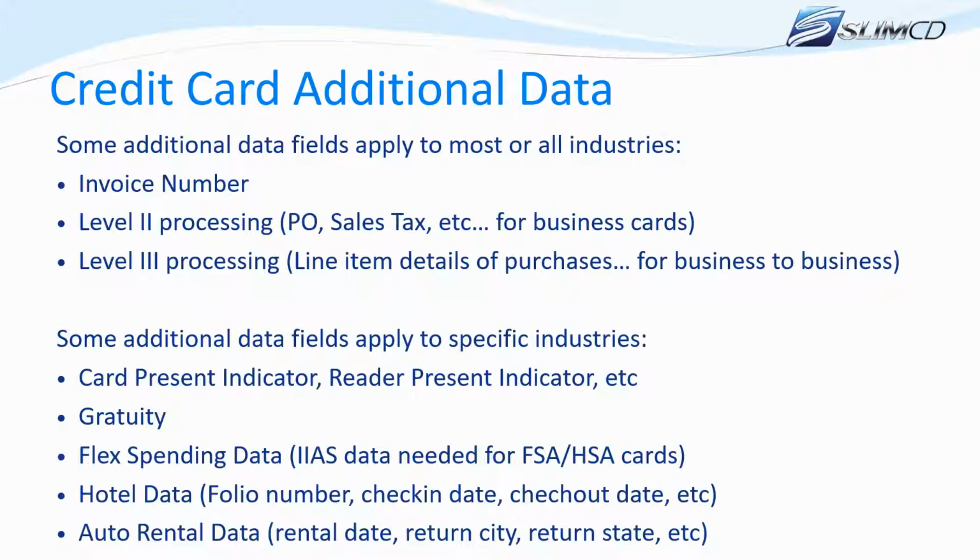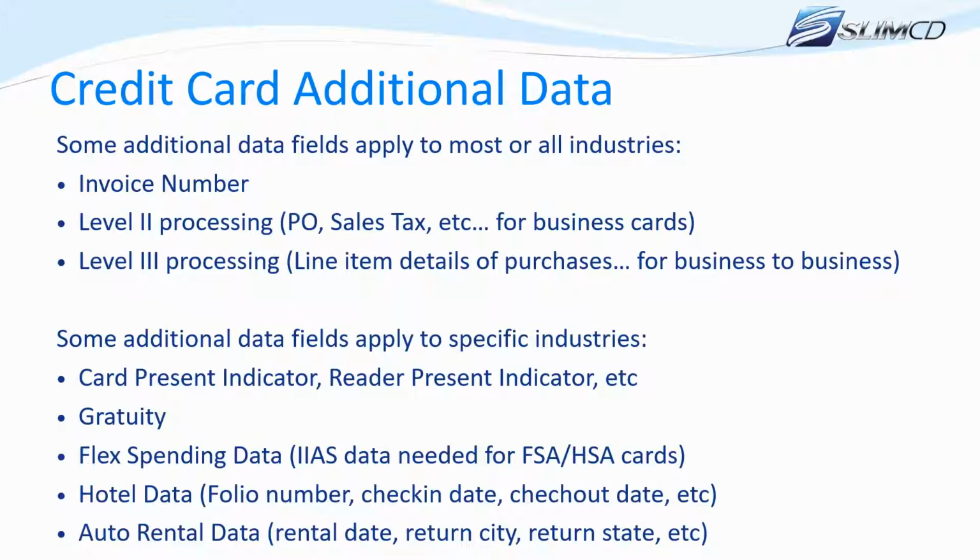There's a lot of industry-specific information you can send. Some of the most important stuff for retail is the card present indicator, the reader present indicator, the type of reader that's present, and that helps Visa and MasterCard know whether the consumer is in front of you or whether you're taking a phone order, and can affect things like whether or not you can accept the CVV2, the 3 digits on the back of the card, etc.